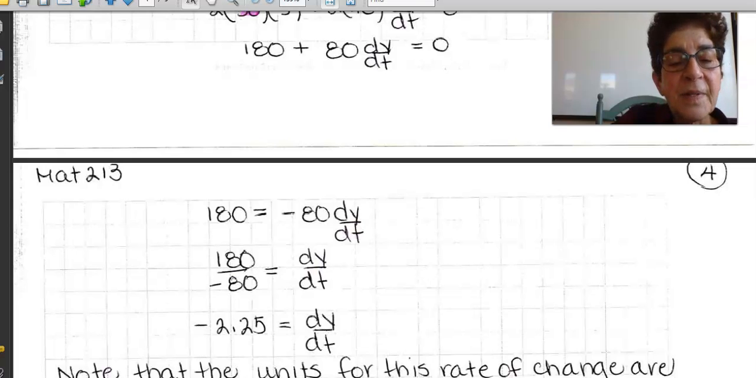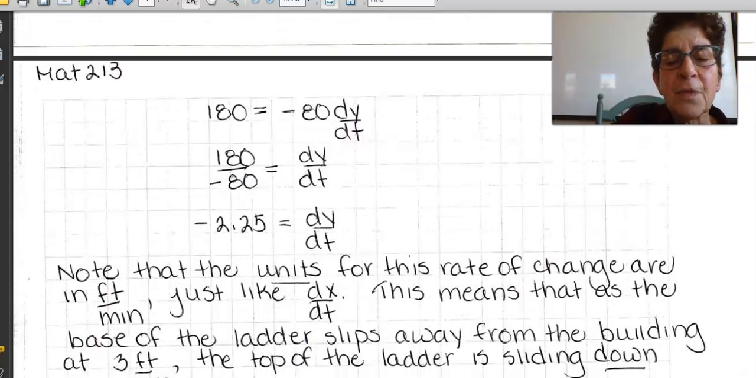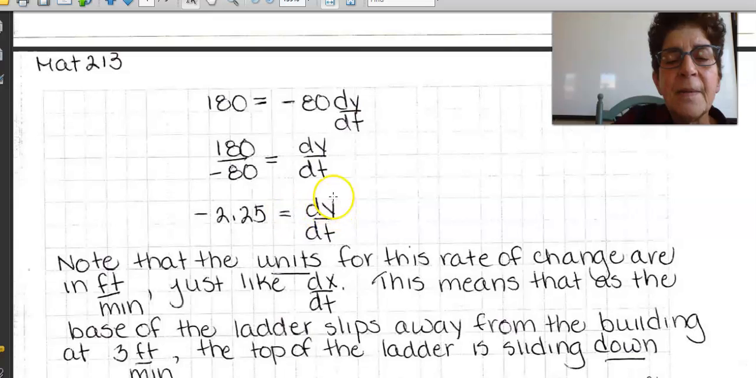But since this was an applied problem, it has units. And the units for the rate of change are going to be the same units you see here. Okay, the y units were in feet, the t units were in minutes. So I'm going to have the same units that I had on dx/dt, namely feet per minute.